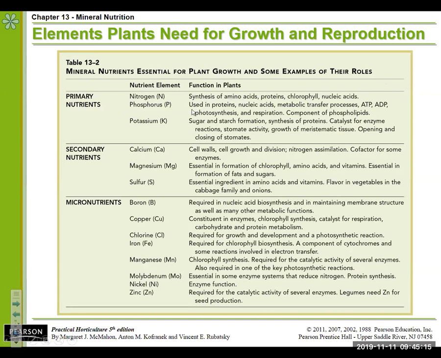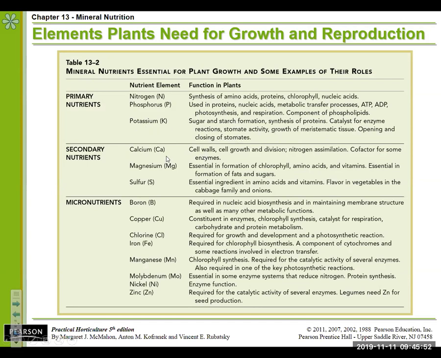Phosphorus is also used in all kinds of different processes in the plants, in proteins and in photosynthesis, as well as respiration. We kind of think of it more for the production of flowers and fruits. Potassium more for the production of roots, as well as being very important in the opening and closing of the stomata, those pores on the underside of the leaves, which helps to regulate water in the plants. It's also very important in flower buds.